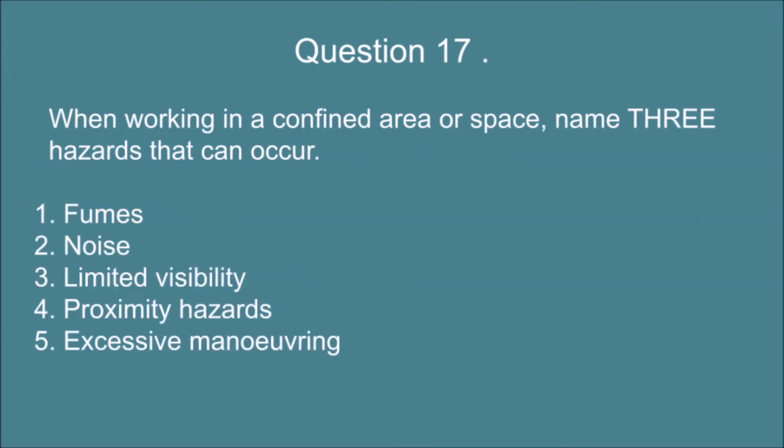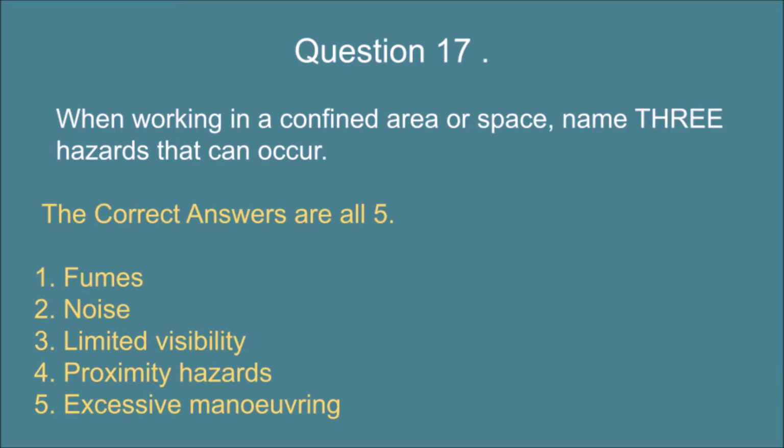Question 17. When working in a confined area or space, name 3 hazards that can occur. 1. Fumes. 2. Noise. 3. Limited visibility. 4. Proximity hazards. 5. Excessive maneuvering. The correct answers are all 5.